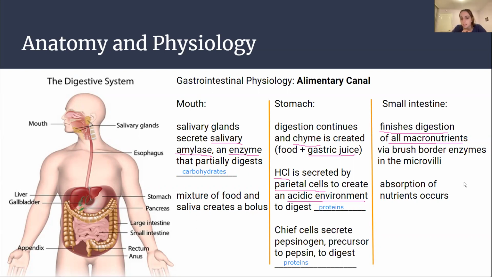And these things called brush border enzymes, which are located in the microvilli. If you were to examine a small intestine under a microscope, you'll notice these finger-like projections. They're called microvilli. They're within the mucosa of the small intestine, and they have these little enzymes on top of them that help digest the macronutrients. And so once all the macronutrients are digested, absorption is now ready to occur, and absorption occurs in the small intestine. So we'll go to the next slide.